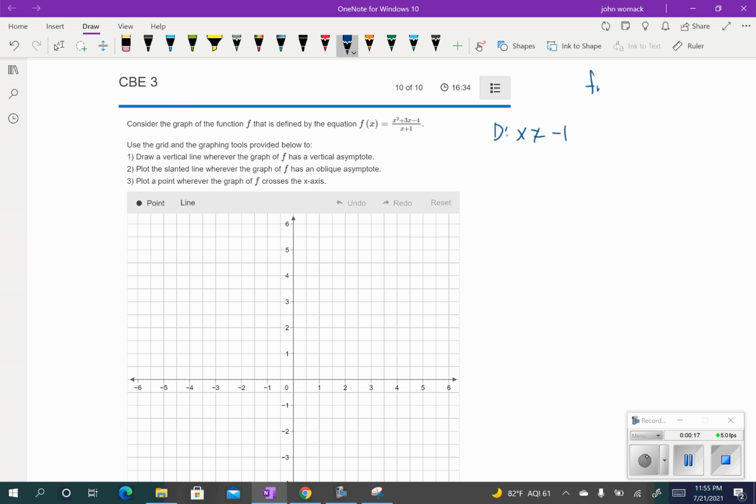So f reduced, and RED is standard for reduced. So f of x reduced equals, the top factors to be what? x plus 4 and x minus 1, right? Multiply them to get -4, add them to get 3.